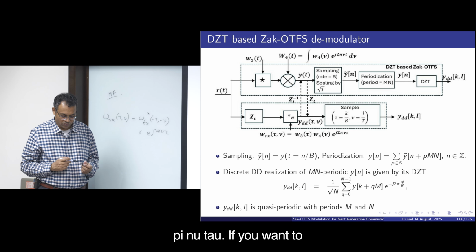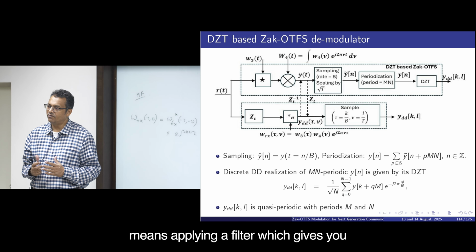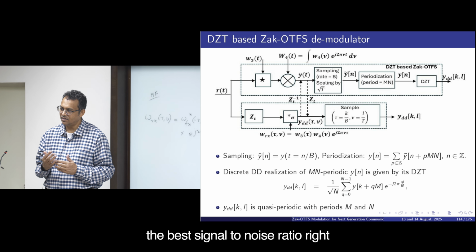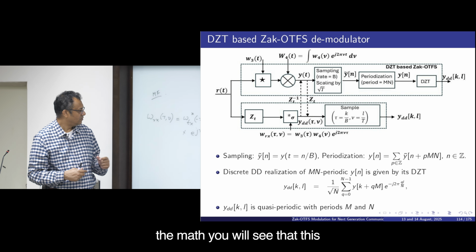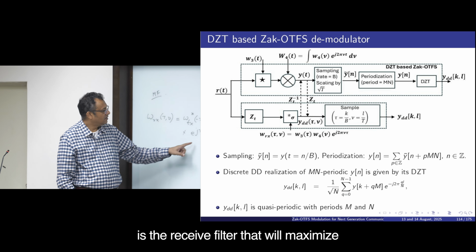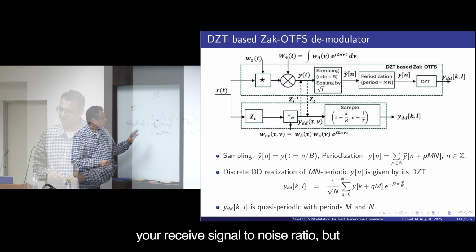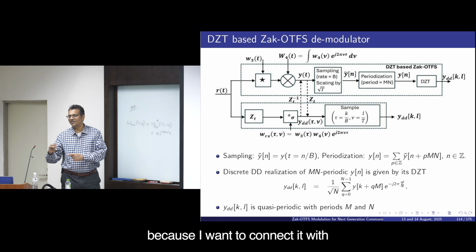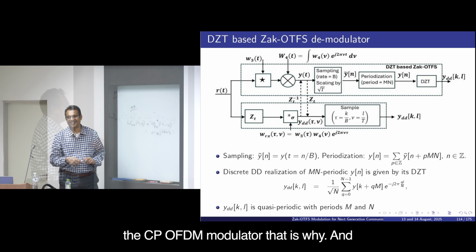Matched filtering basically means applying a filter which gives you the best signal to noise ratio, the maximum possible. When you do the math, you will see that this is the receive filter that will maximize your receive signal to noise ratio. But what I am using is something different because I want to connect it with the CP-OFDM modulator, that is why.